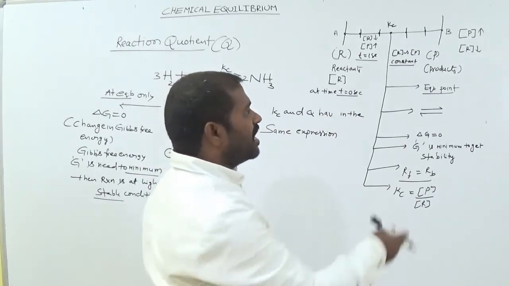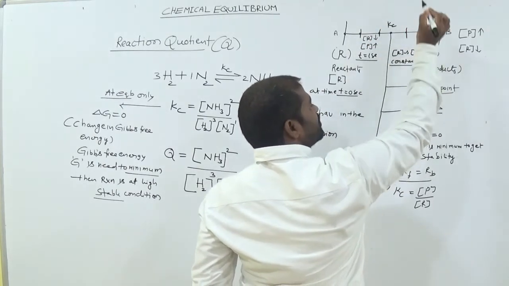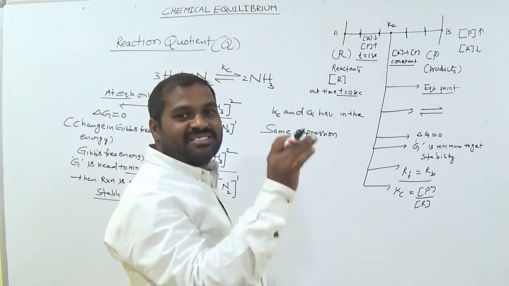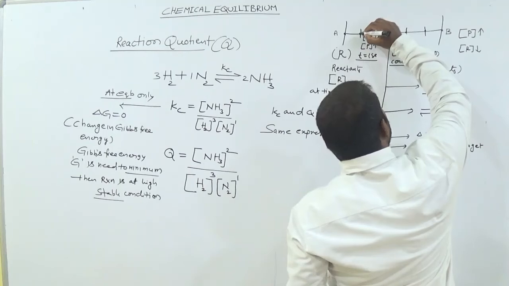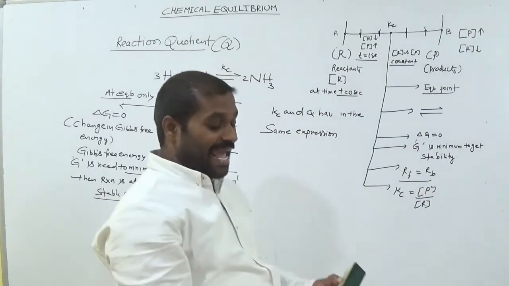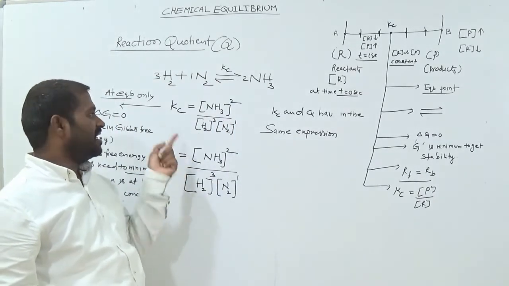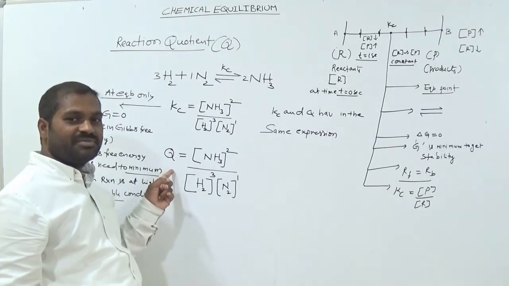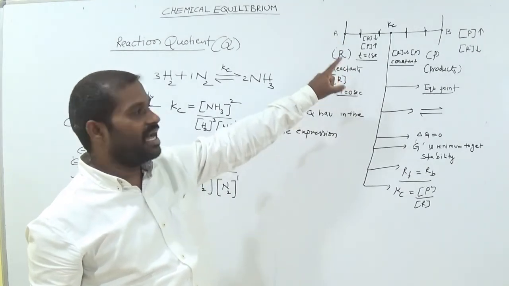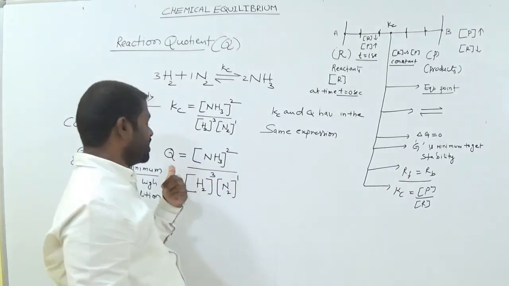So now at this point or this point or this point, the expression is taken as Q. Whatever the points except the equilibrium point, the expression is taken like this. At that time Kc becomes Q. Except at the Kc point or equilibrium point, wherever the remaining points, the expression is taken as Q.